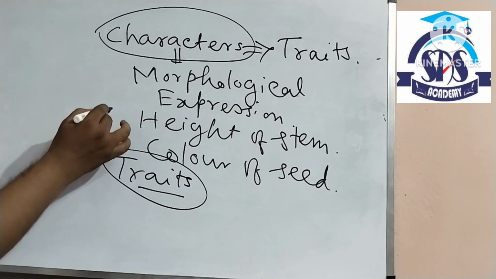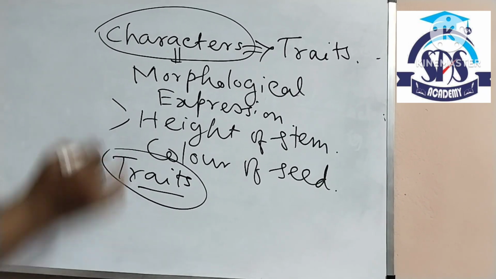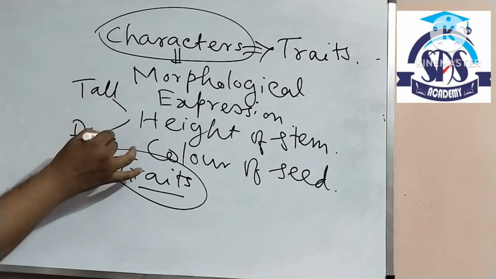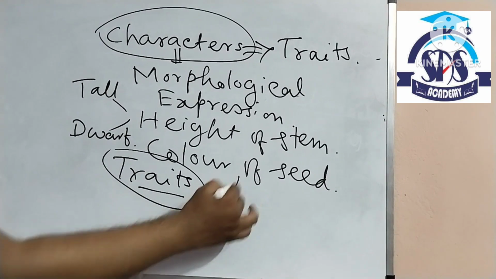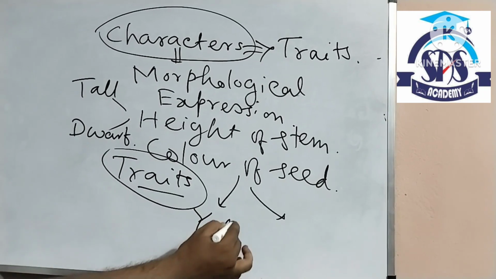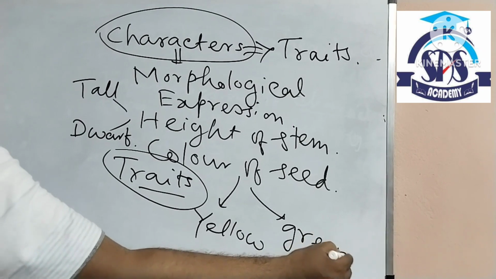For example, the height of the stem is a character. It has two alternative forms, either tall or dwarf. The color of the seed is also a character, with two alternative forms, either yellow or green.